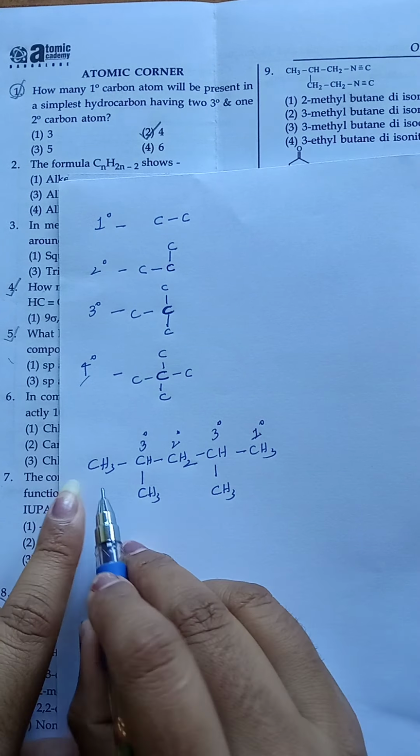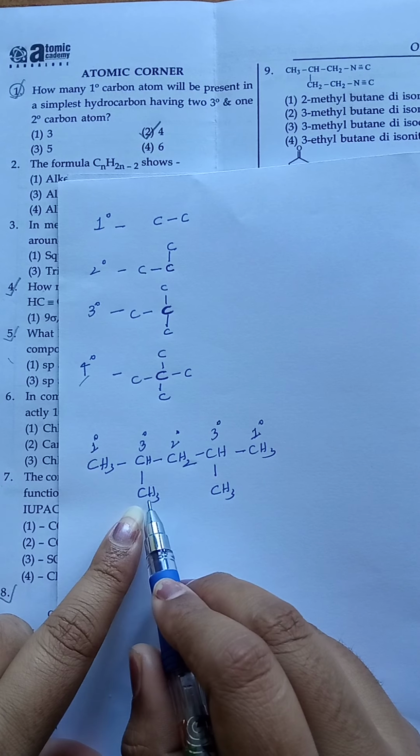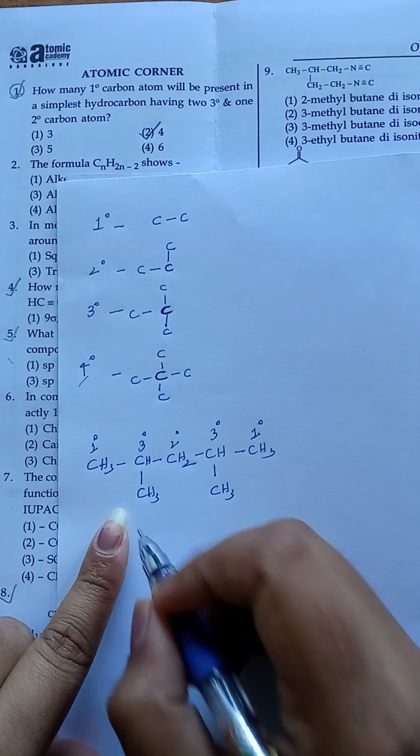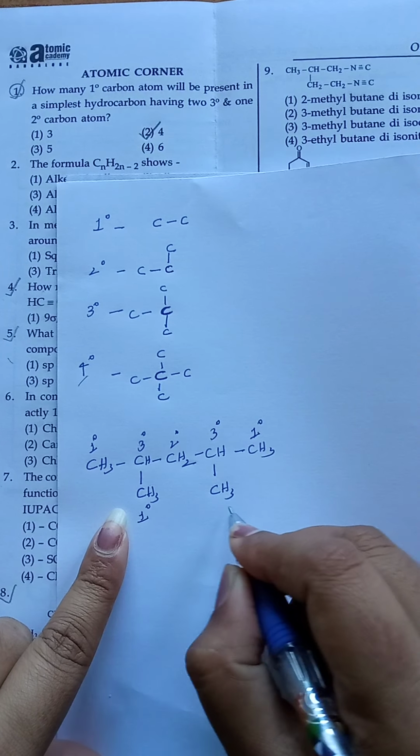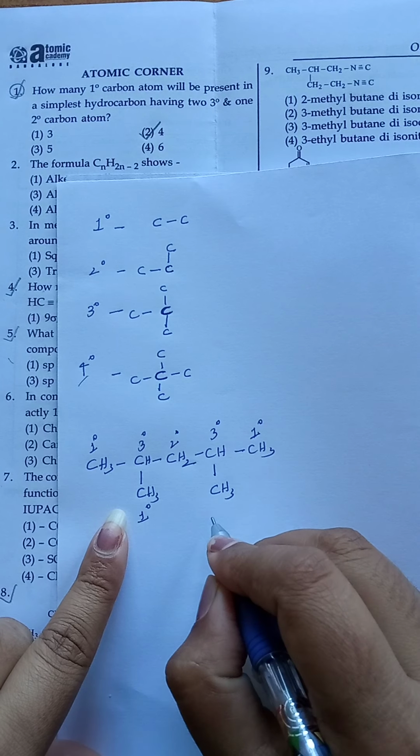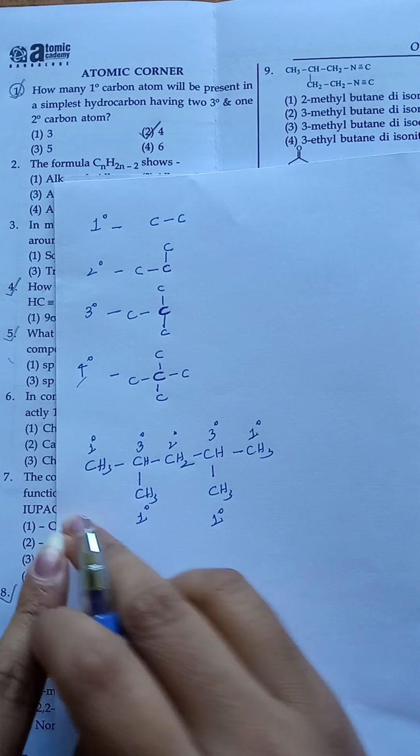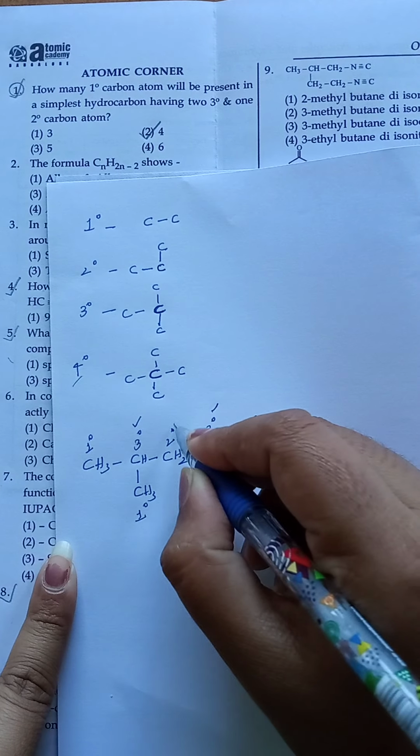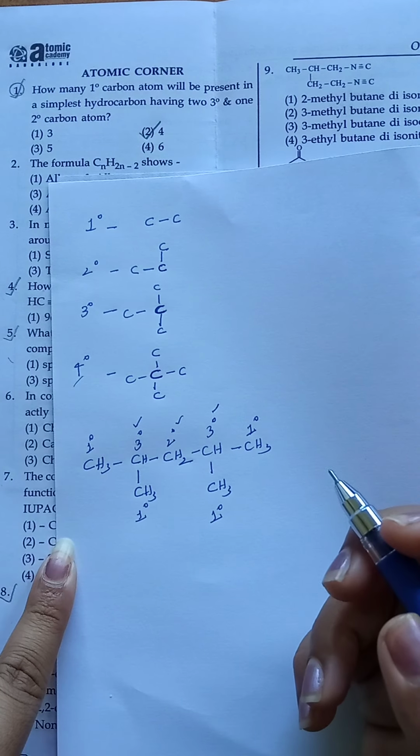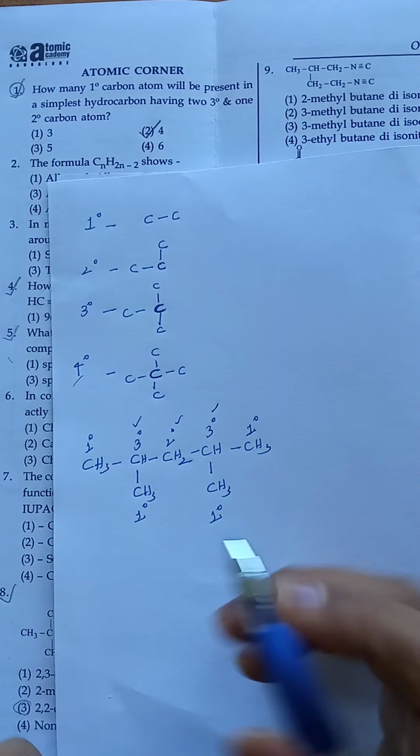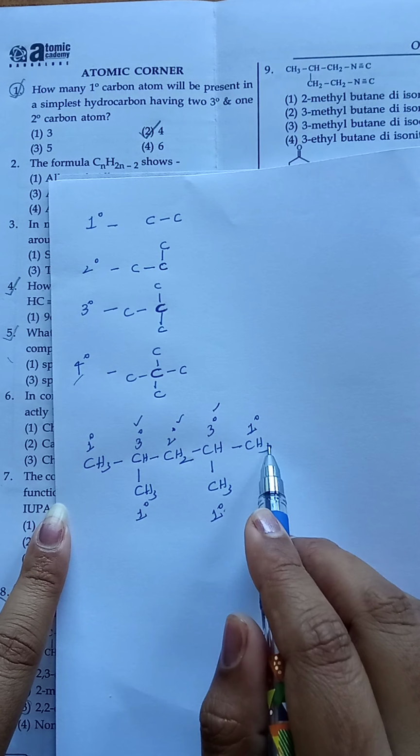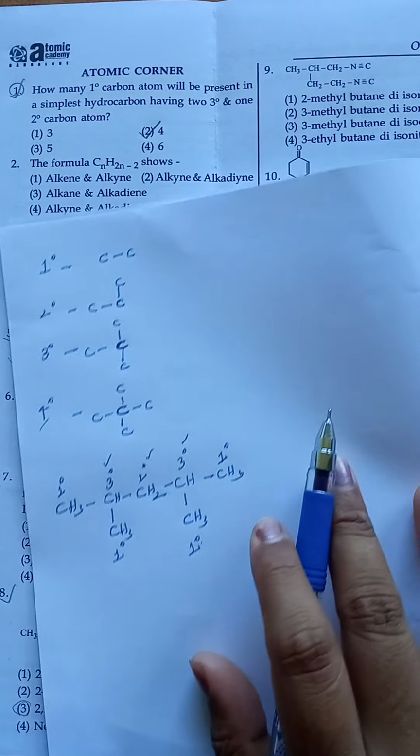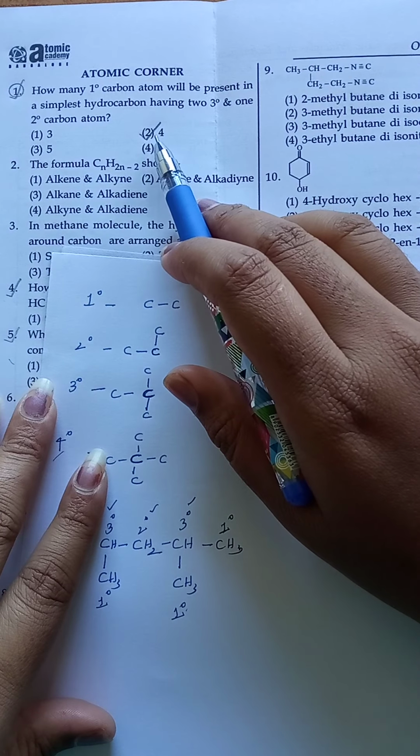We can also assign primary and secondary for those. This carbon is directly attached with only one other carbon, so it is a primary. Even this is attached with only one other carbon, so it is a primary. So this is the simplest hydrocarbon containing 2 tertiary carbon atoms and 1 secondary carbon. Now the total number of primary carbons is 1, 2, 3, 4. So 4 primary carbons are present, and the answer is the second one.